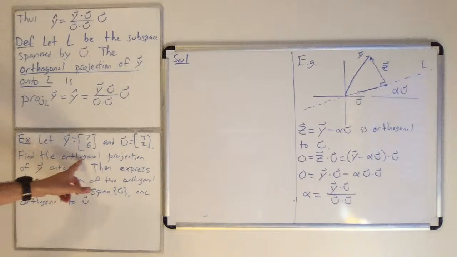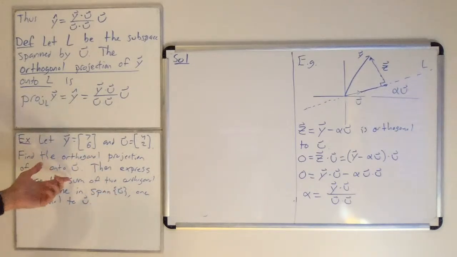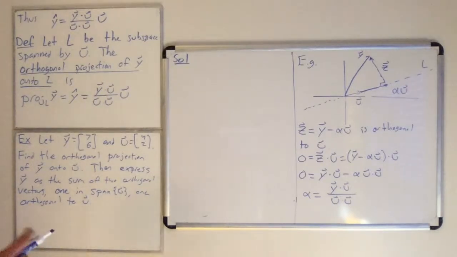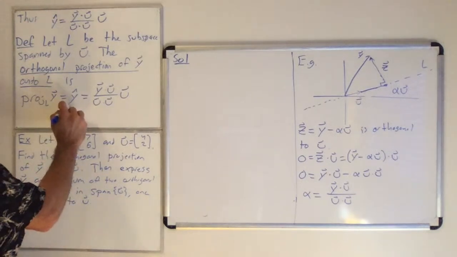So we want to find the orthogonal projection of y onto u. I guess this should really be the subspace spanned by u, but it's all talking about the same thing. So it's asking us to find y hat. Find y dot u and u dot u to find the vector parallel to u. Yeah, exactly. So we're going to find y hat using this.